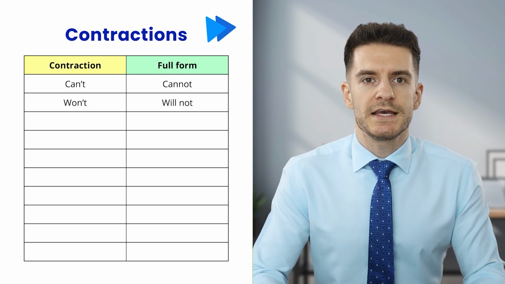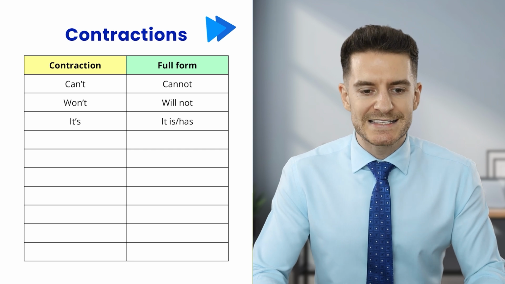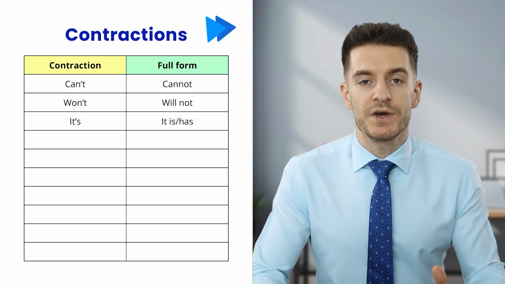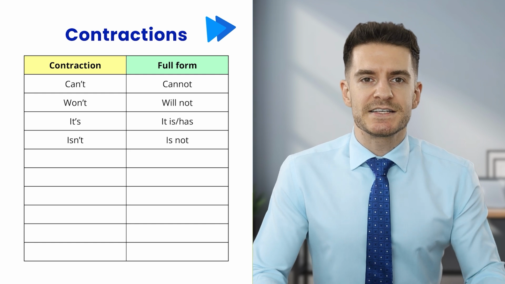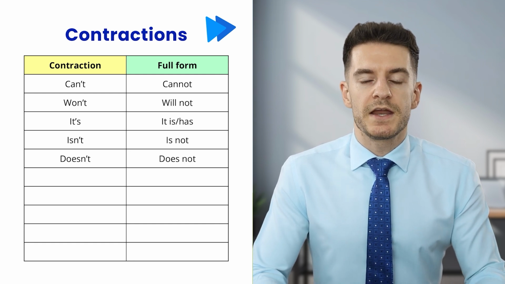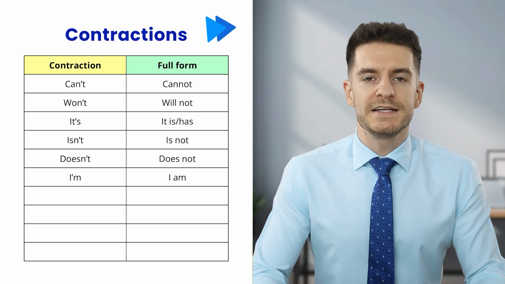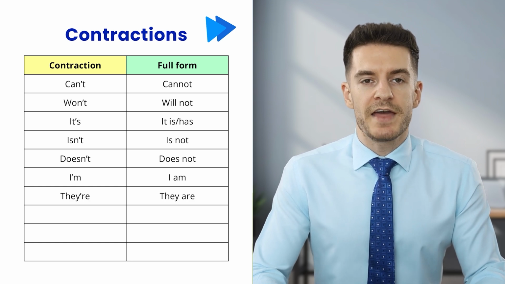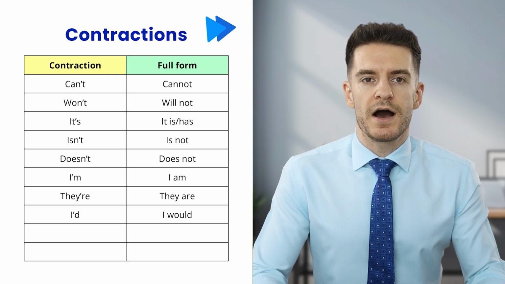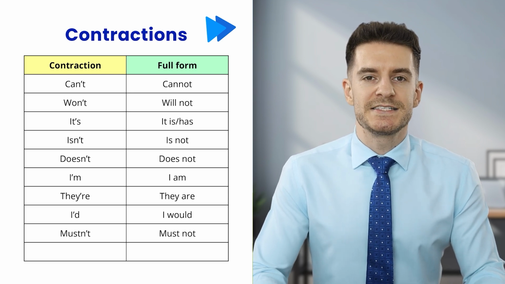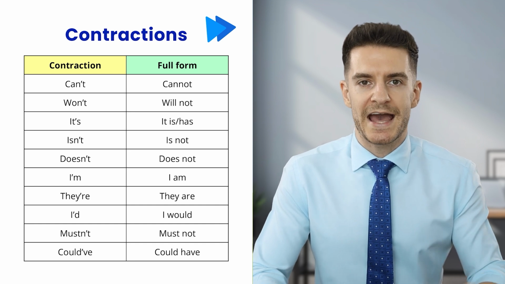The next one is won't instead of will not. Next, we've got it's instead of it is or it has, depending on what you're saying. The next one is isn't instead of is not. Next, we've got doesn't instead of does not. I'm instead of I am. They're instead of they are. I'd instead of I would. Mustn't instead of must not. And finally, could've instead of could have.